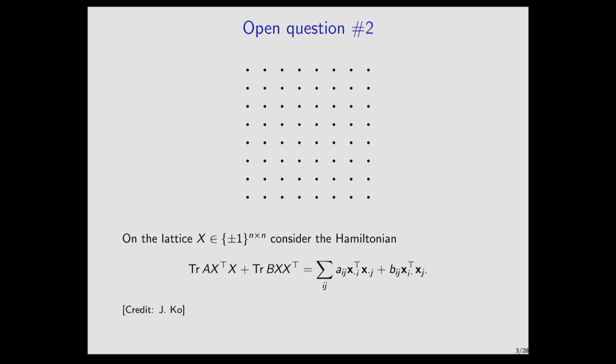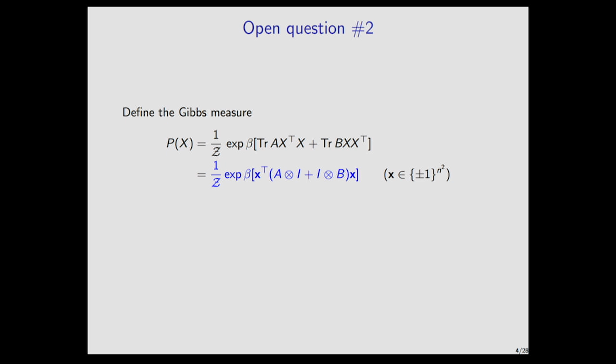It's the trace of A times X transpose X plus the trace of B X X transpose. And in words, what this represents is the entries of A control the couplings between row inner products of X, and the entries of B control the couplings between column, I think I got that backwards. So A controls the couplings between column inner products of X, and B controls the couplings between row inner products of X. And I can define from this Hamiltonian a Gibbs measure over this lattice.